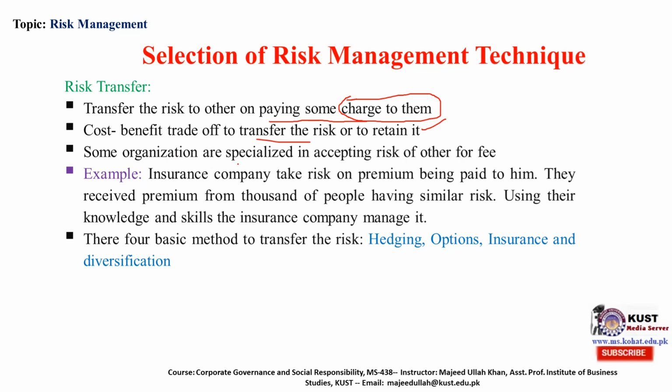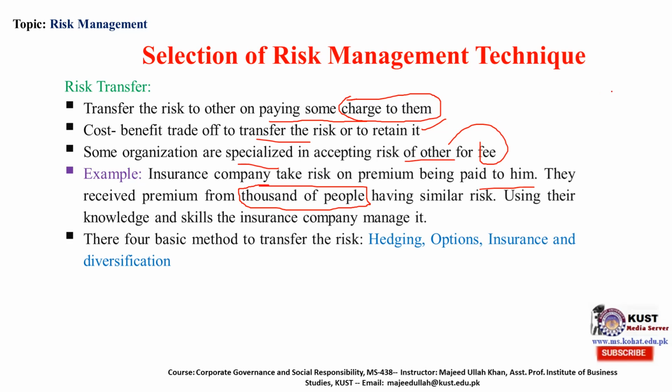Some organizations are specialized in accepting the risk of others for a fee. These are insurance companies. Insurance companies take on risk on the premium being paid to them. They receive premiums from thousands of people having similar risk. Using their knowledge and skill, the insurance company manages it. And even if all these 1,000 people do not meet with any unpleasant situation, they still pay the premium.